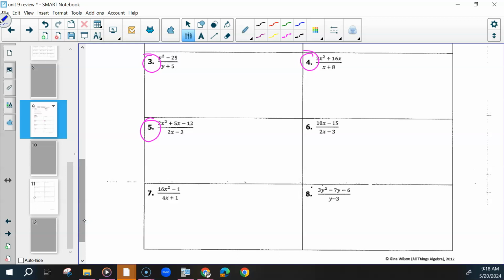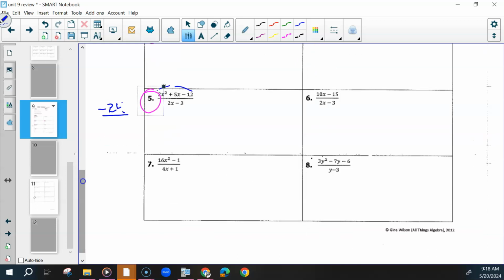So with each of these, you have to factor the numerator first. So being good with your factoring methods from before will help you here. Look for a GCF. This one doesn't have one. This is a doesn't equal 1, so we multiply 2 and negative 12. And then find two numbers that would multiply to be negative 24, but add to be 5. What are some factors of 24? Negative 3 and 8. And those would be the ones that actually work.